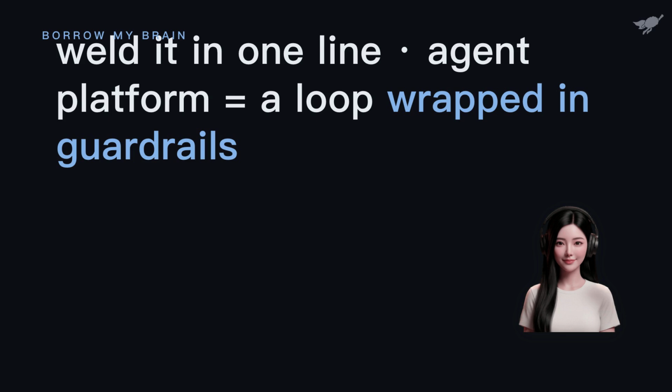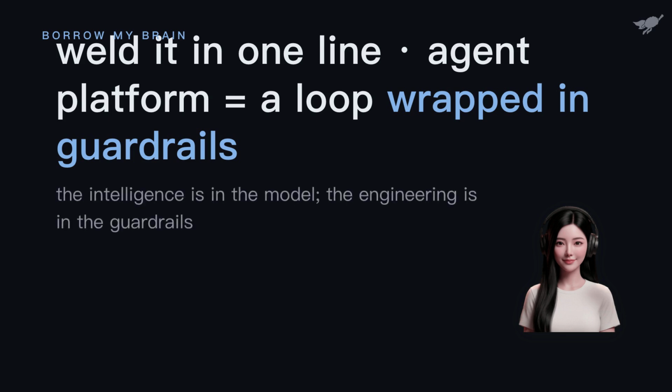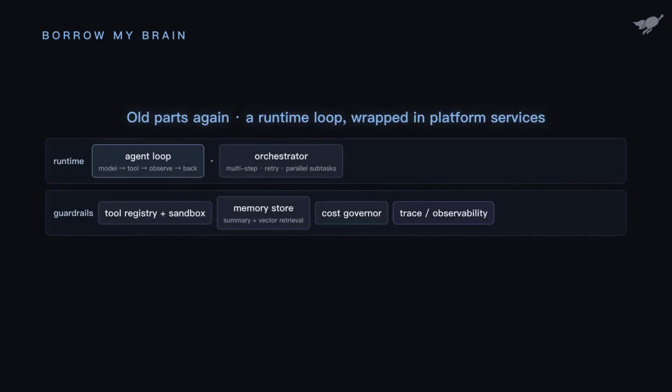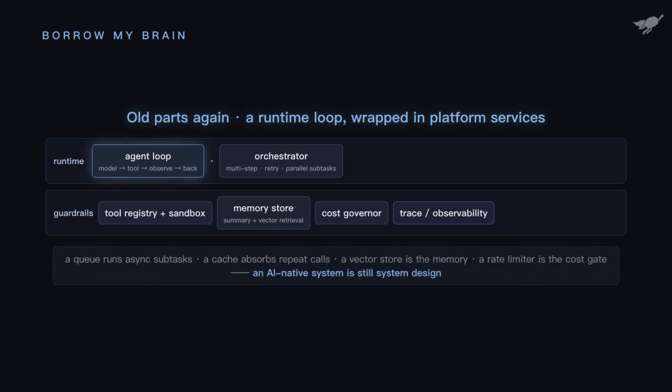Let me weld one line to close it out. An agent platform equals a loop around an LLM, wrapped all over in guardrails. The intelligence is in the model. The engineering is in the guardrails. And once again, you can see it's all old parts inside. A queue for async subtasks, a cache to block repeat calls, a vector store as memory, rate limiting as the cost gate. AI native systems, down to the bone, are still system design.